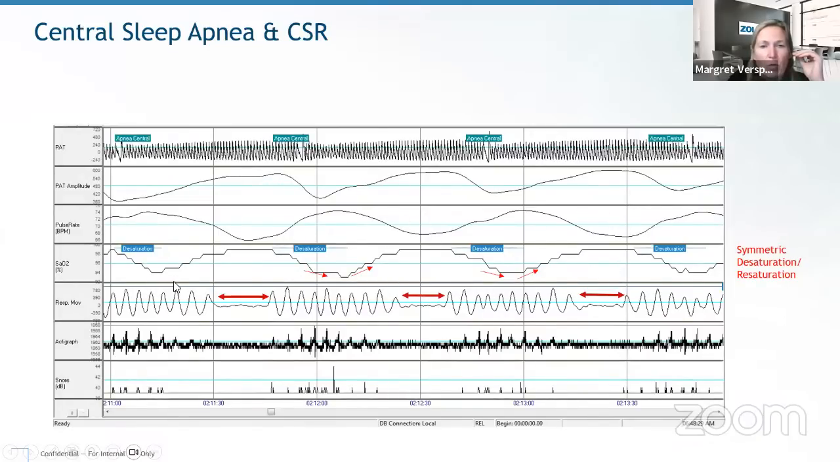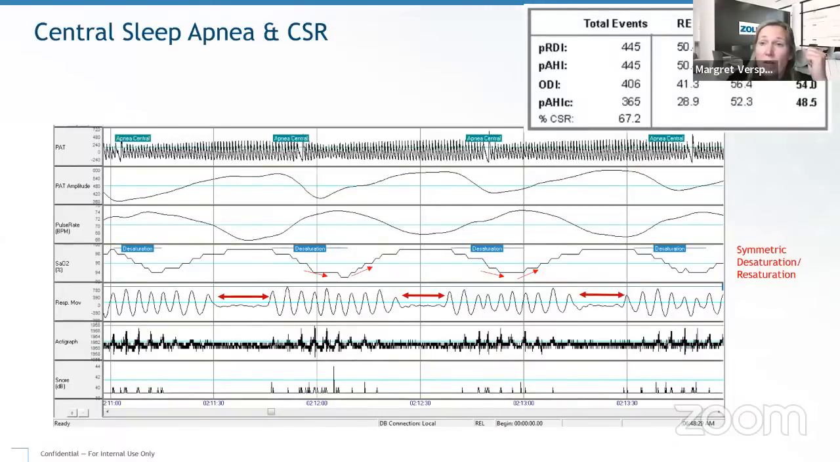This is a respiratory movement with very short central events, and the patient starts breathing again. Central event, patient starts breathing again. This is typical Cheyne-Stokes periodic breathing, and the moment of the arousal is different in central versus obstructive sleep apnea. And also the desaturation, resaturation pattern is different in central versus obstructive. Actigraphy, we see during the event no movement. When the patient is breathing again, we see the movement coming. And also the snore is not really snoring, some deeper breath.